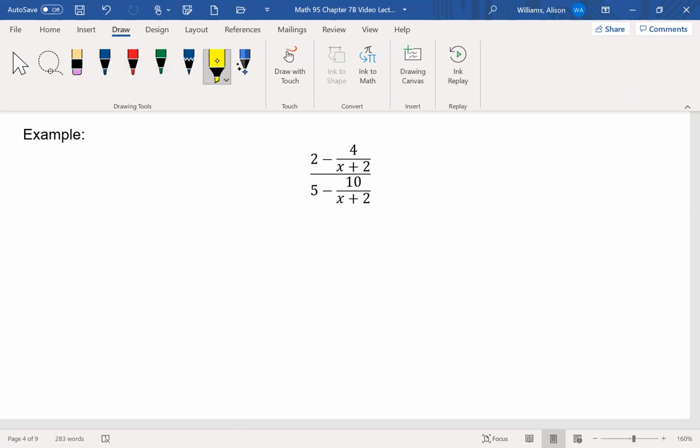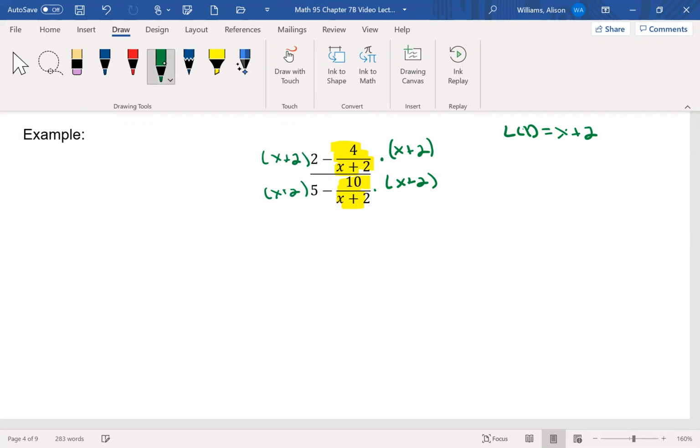Okay, so we're going to find the LCD for the smaller fractions. In this case, we have two smaller fractions, this one here and this one here, and they happen to both have the same common denominator. So that's the LCD. And I'm going to multiply everything by x plus 2. I am going to put it in parentheses though, because now I'm working with a binomial, which means multiplying is going to be a little bit different.